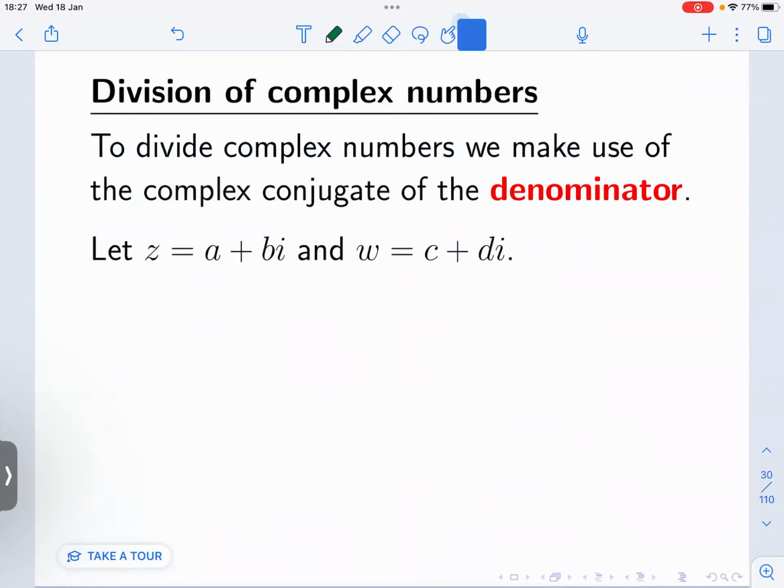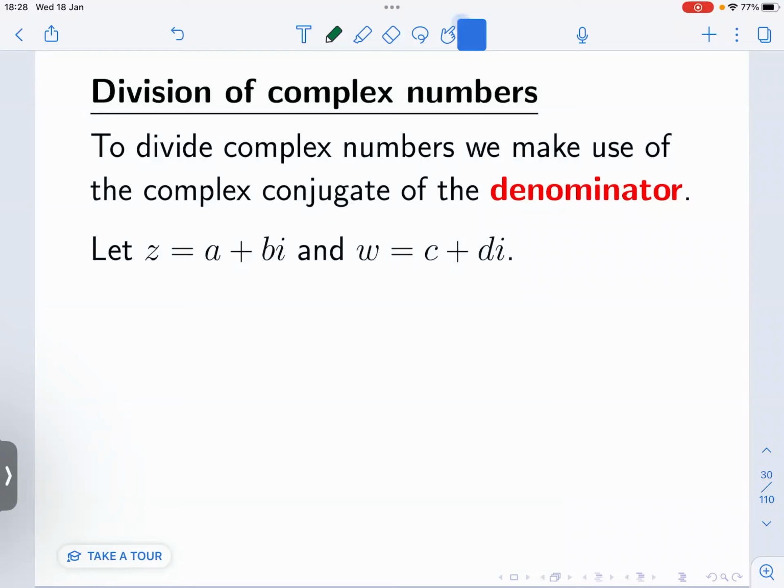We use the complex conjugate to help us define division of complex numbers. Again, we said that you can add or subtract two complex numbers together to give a complex number. Same thing happens with multiplication. When you take the product of complex numbers, you get a complex number. Now we'll do the same thing for division and show that if you divide one complex number with another complex number, the result then yields a complex number as well.